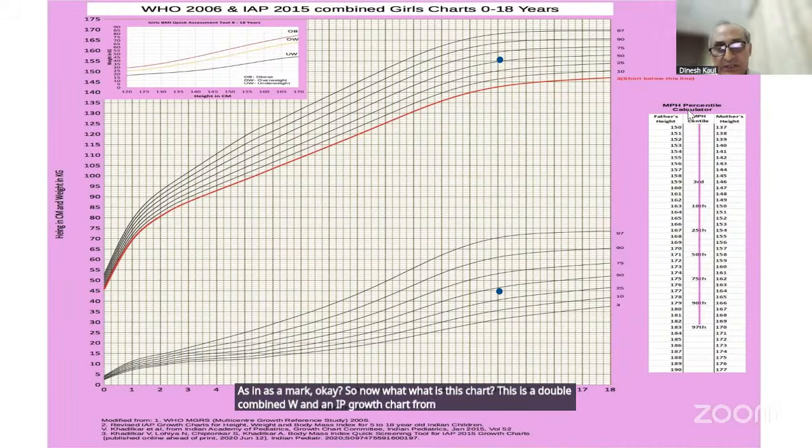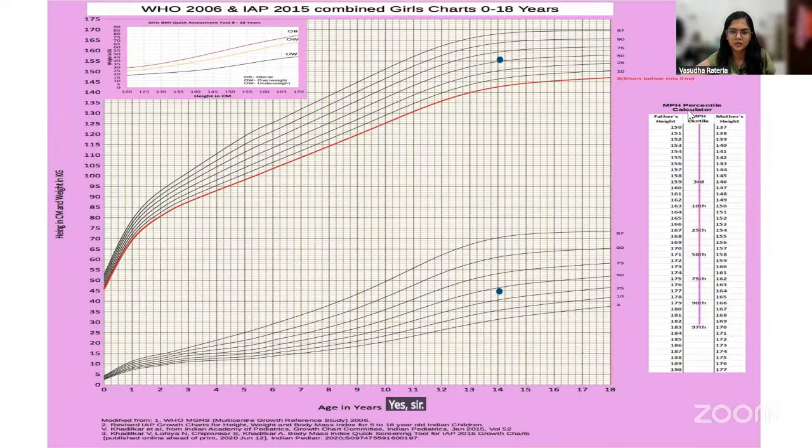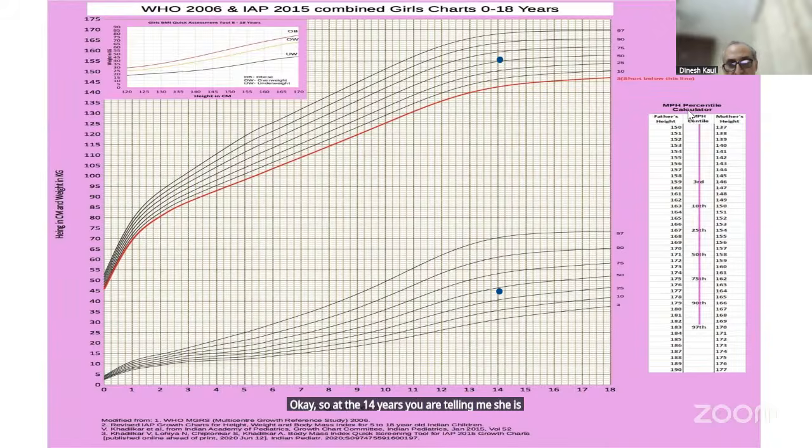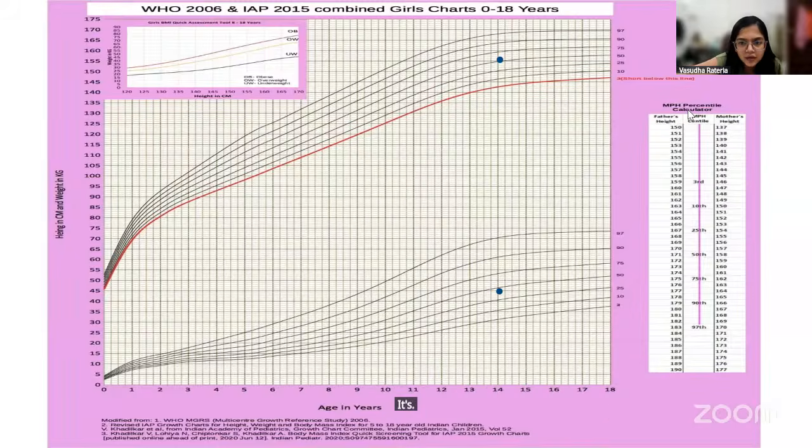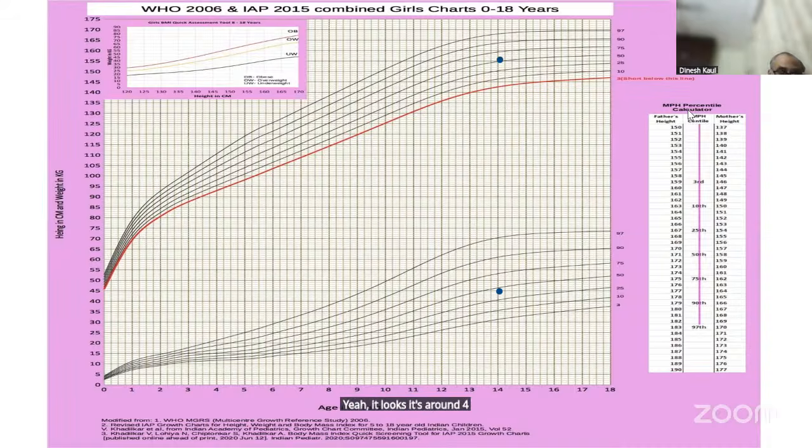0 to 18 years. Yes, sir. Okay, so at 14 years, you are telling me she is between the 25th and 50th centile. Her 50th centile weight works out to be around 45, but 50 to 55 somewhere. It looks like it's around 45, but anyway, fine.